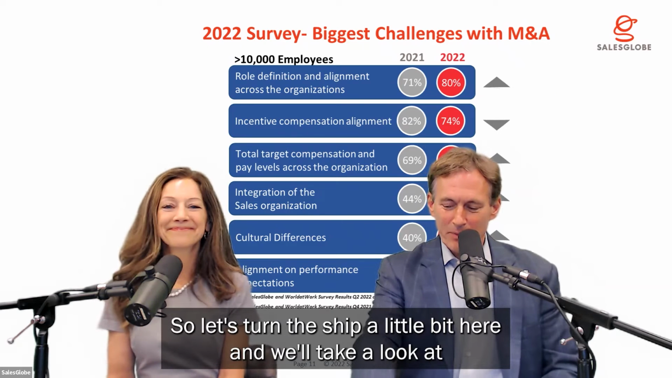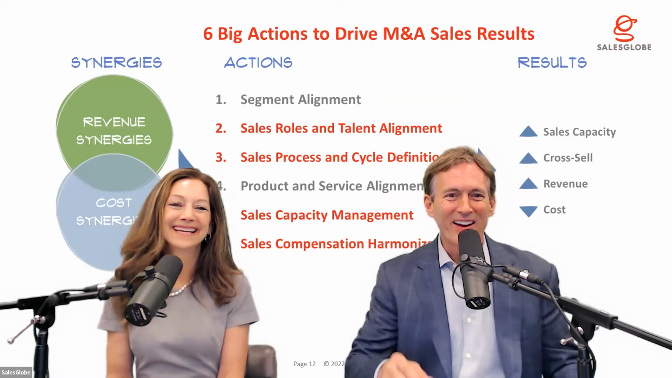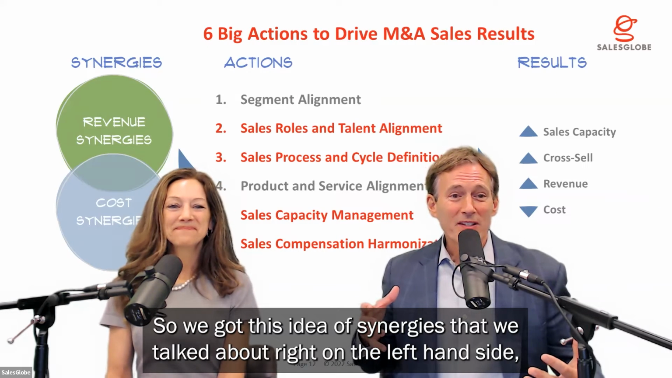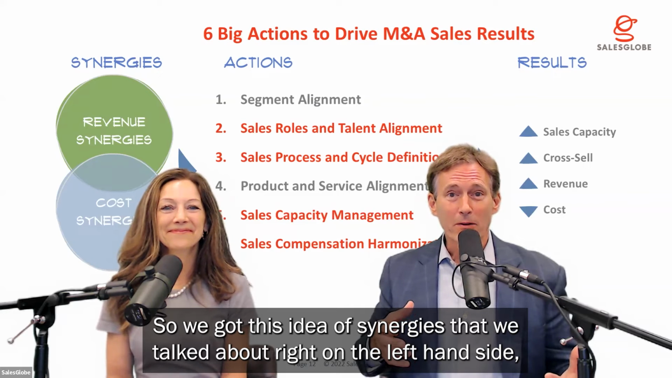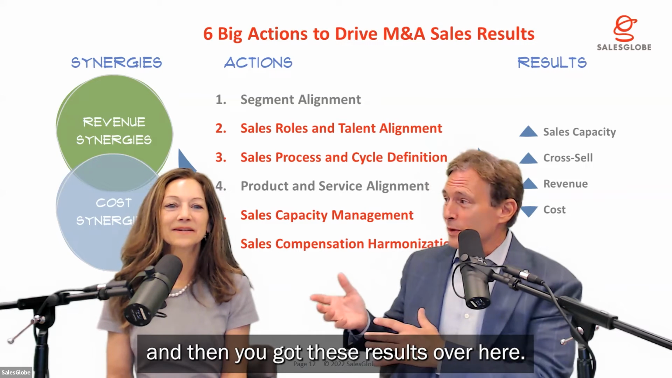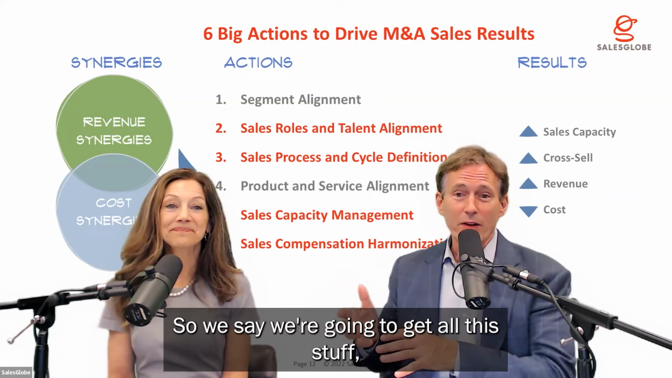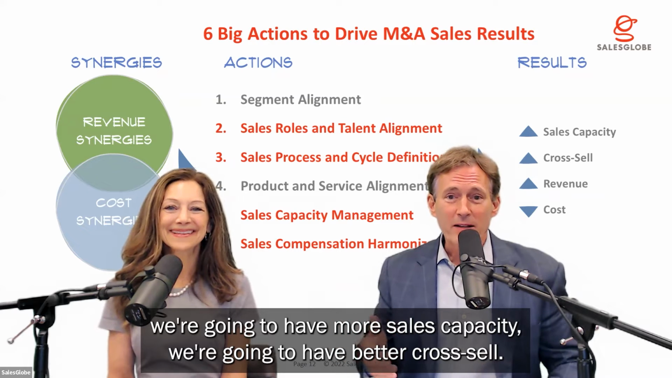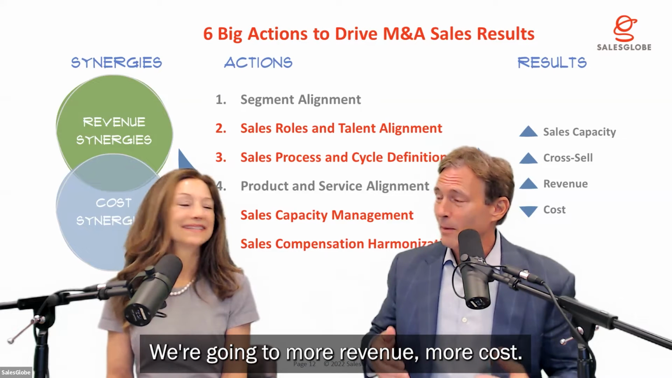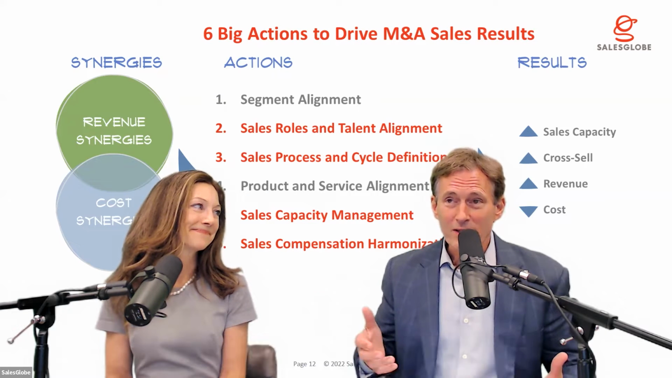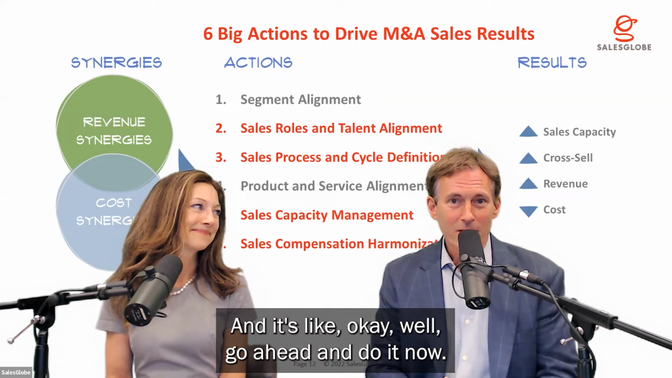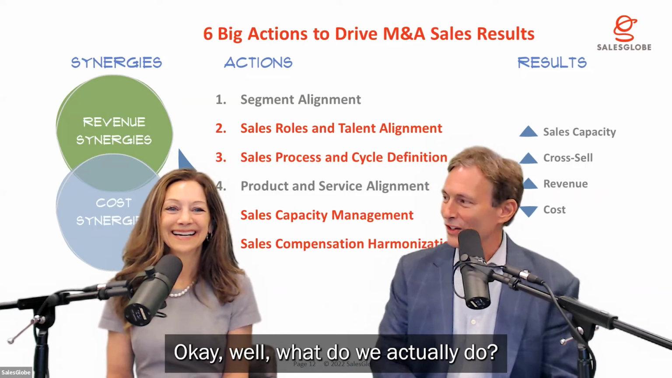All right, so let's turn the ship a little bit here and we'll take a look at some of the things you can do. So we've got this idea of synergies that we talked about on the left-hand side, and then you've got these results over here. We're going to get all this stuff: more sales capacity, better cross-sell, more revenue, more cost. And it's like, okay, well, go ahead and do it now. Okay, well, what do we actually do?